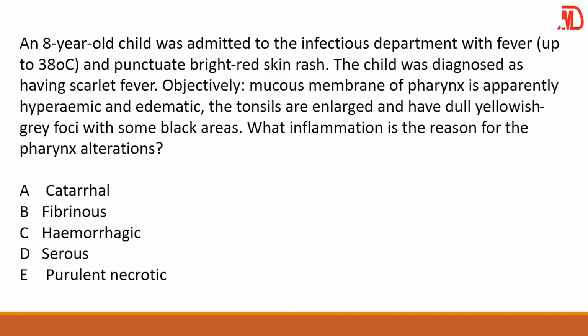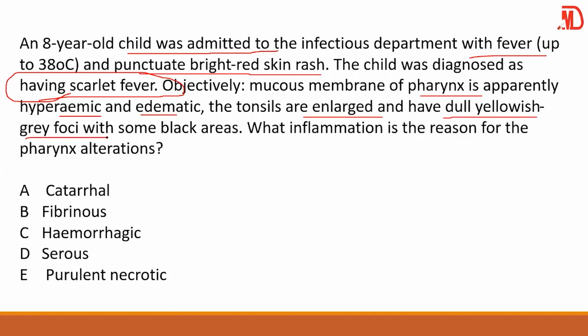We have an 8-year-old child who was admitted to the infectious department with fever and pointed bright red skin rash. Child was diagnosed with scarlet fever. Objectively, mucous membrane of the pharynx is apparently hyperemic and edematic. Tonsils are enlarged, have dull, yellowish-gray foci with some black areas. What inflammation is the reason for the pharynx changes or the pharynx alteration?